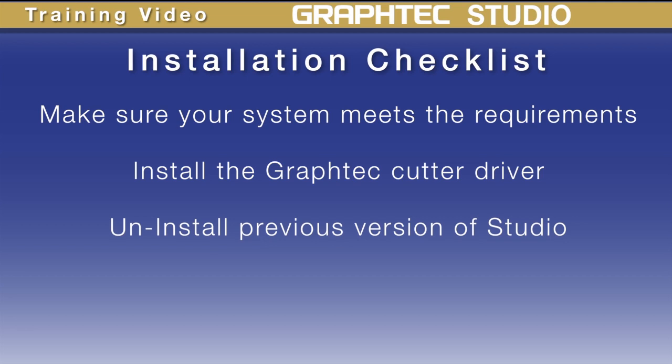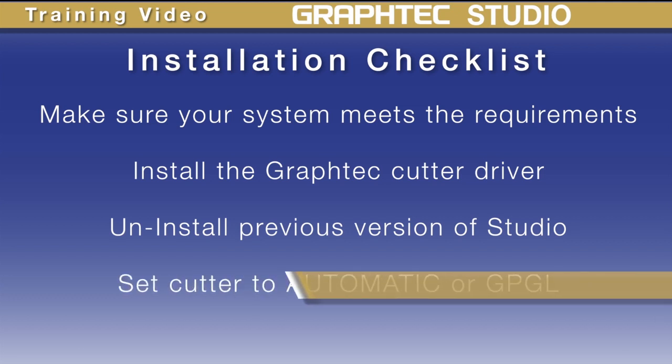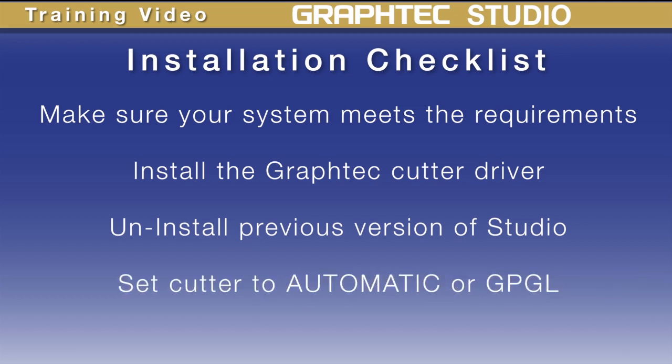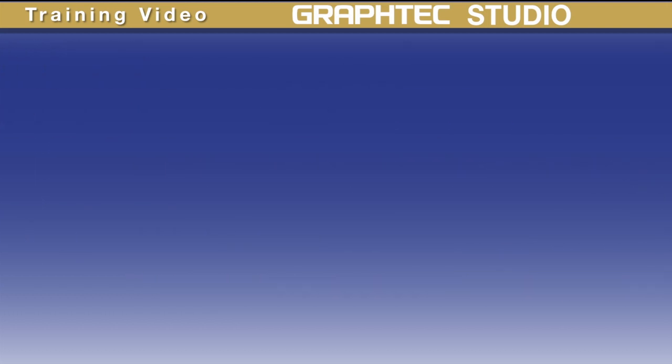Finally, since Graphtec Studio outputs to Graphtec's cutter language, known as GPGL, the cutter will need to be set to either automatic or GPGL mode. Refer to your Graphtec cutter manual for details.